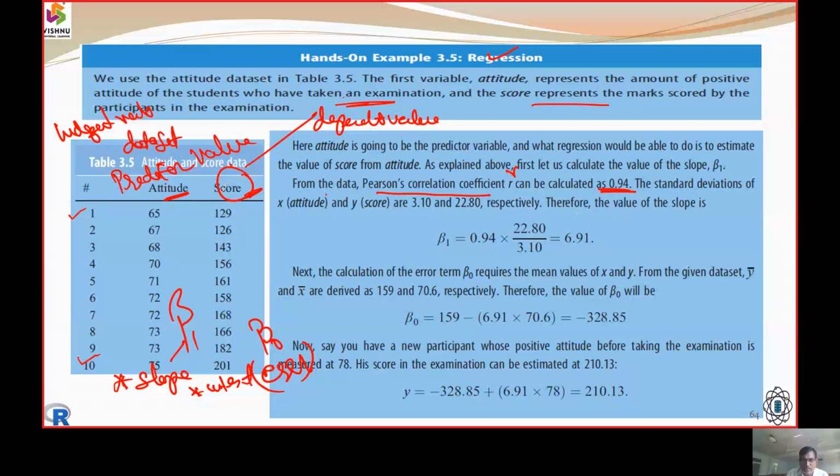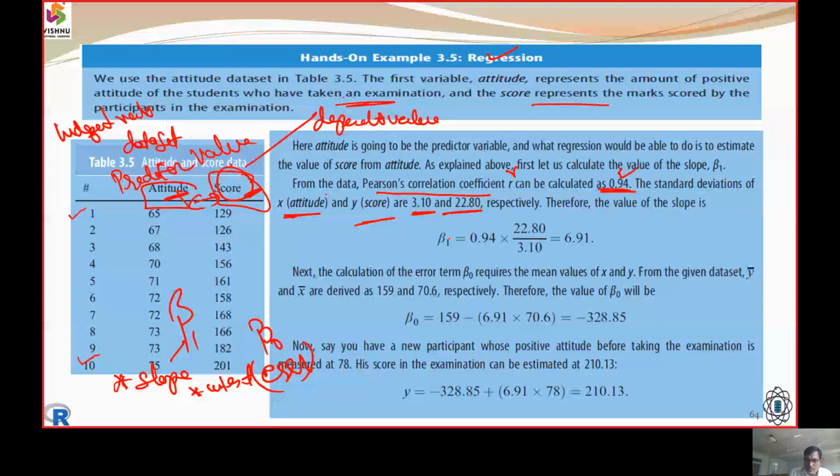We have the standard deviation for x, that is 3.10, and the standard deviation for y, the score, is some 22.8. Now we need to find the slope. So how are we going to get the slope? I need beta 1.